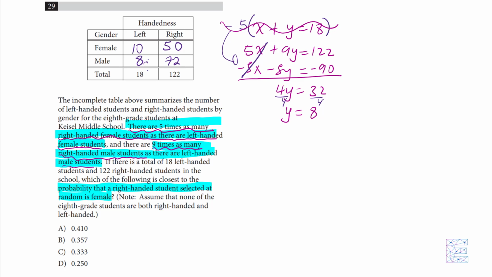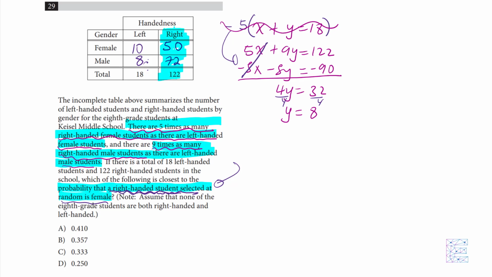Let's go on. Now to try to answer this question, which is right here, it says find the probability that a right-handed student selected at random is female. So we are told that the person has to be right-handed. That's telling us which column to focus on. This right-handed column right here. And that person has to be female.